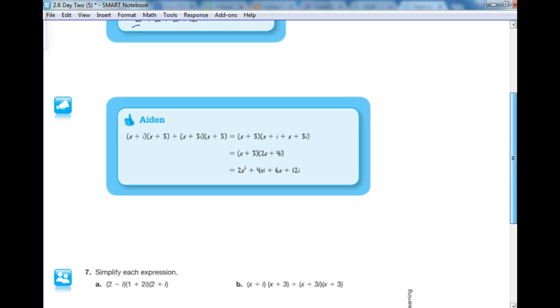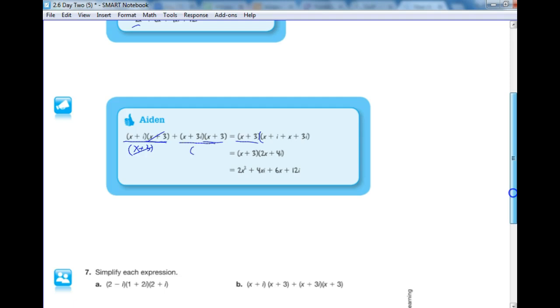Aiden looked at this and said, I have (x + i)(x + 3) + (x + 3i)(x + 3). Aiden says, hey, there's a common factor of x + 3 here. I'm going to factor that x + 3 out. So he factored that x + 3 out, set up parentheses, divided each one of these terms by his x + 3. Gone, left with the x + i.